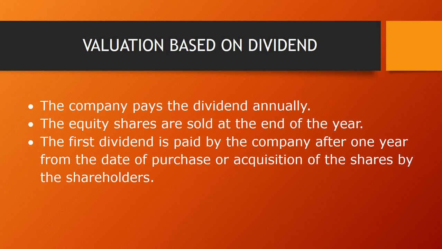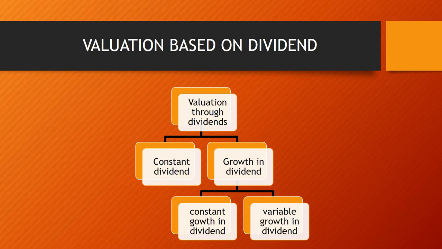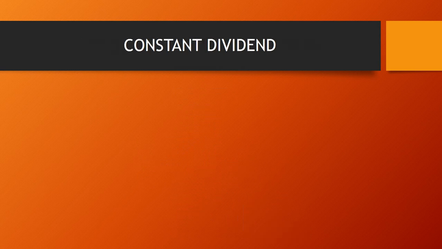Now if we talk about the valuation based on dividend, it is divided into two parts. That means the dividend can be a constant dividend or there can be a growth in dividend. If we talk about growth in dividend, the growth can be constant and the growth can be variable. So first of all, let's discuss the constant dividend.